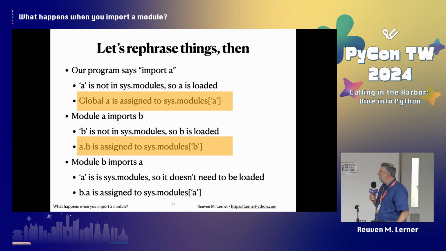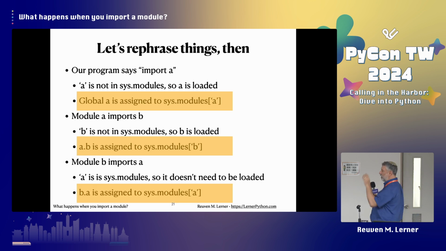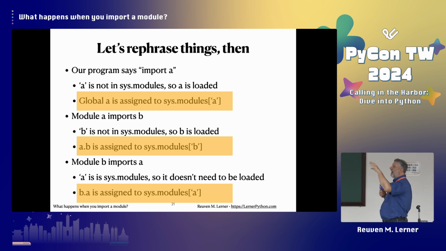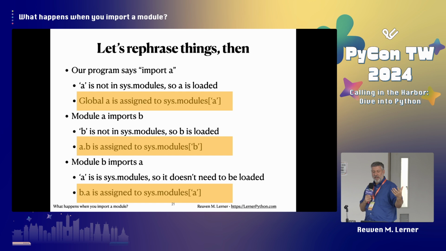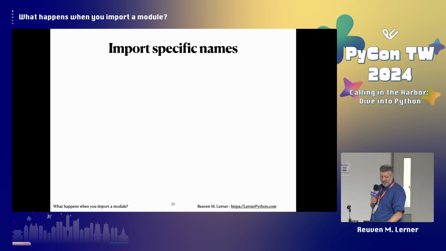And module B imports A. A is in sys.modules, but B.A is assigned. So now we have a global A, we have A.B, and we have B.A. Now everyone has access to A and B from within their files and from within their namespaces. But it doesn't stop there.